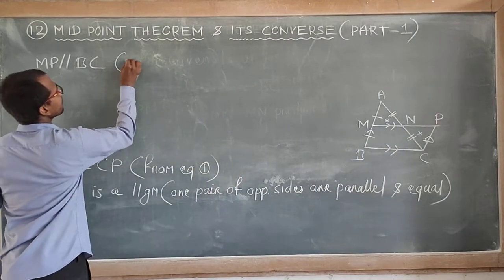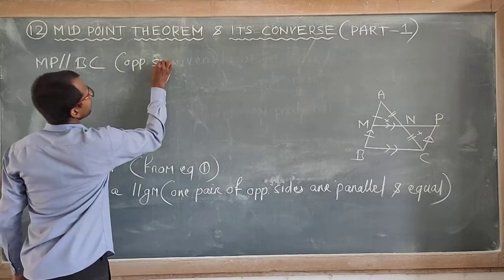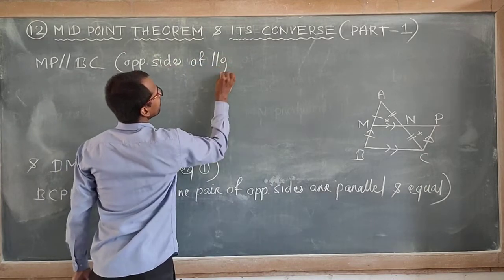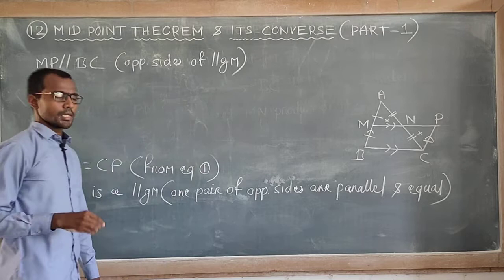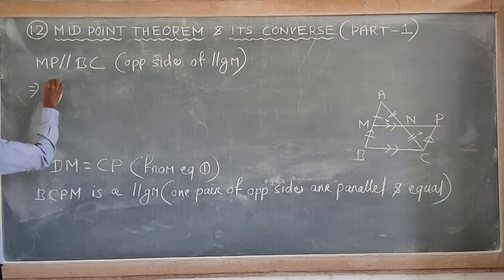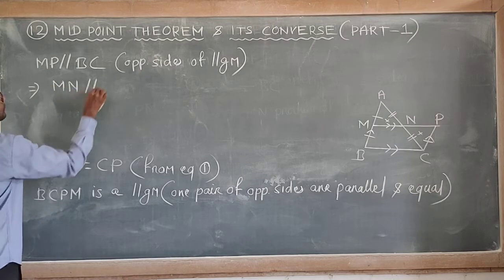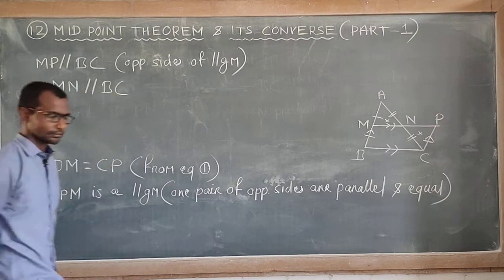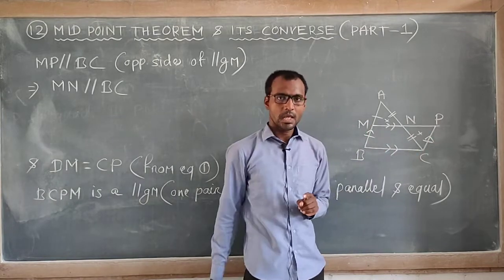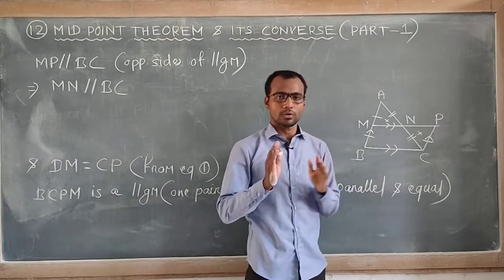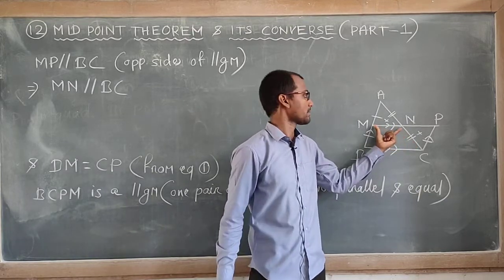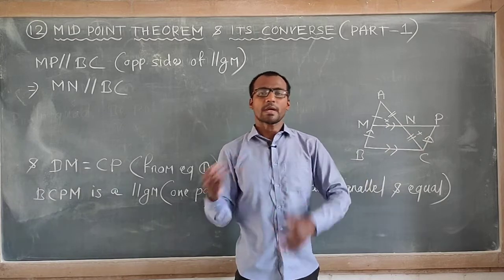Okay, opposite sides of a parallelogram. If MP is parallel to BC, we can clearly say that MN is parallel to BC. Look at the figure. If MP is parallel to BC, then MN is also parallel to BC because MN is a part of BP, which is parallel to BC.